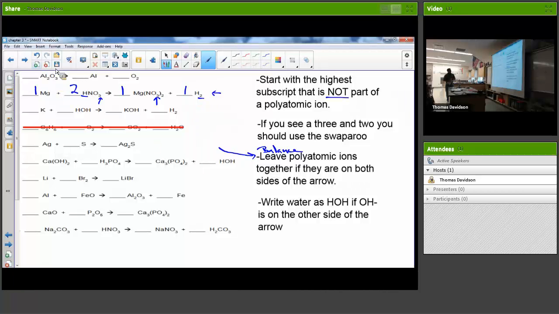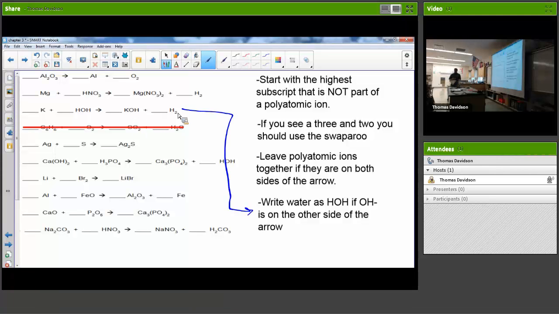All right, next up I have this one. K plus HOH goes to KOH plus H2. This one follows this general time-saving tip, and of all of them, this one might be the nicest because if you didn't do this often, you would make life a lot harder for yourself.